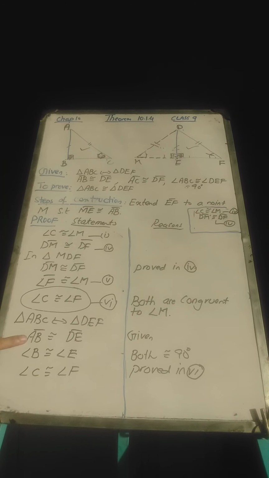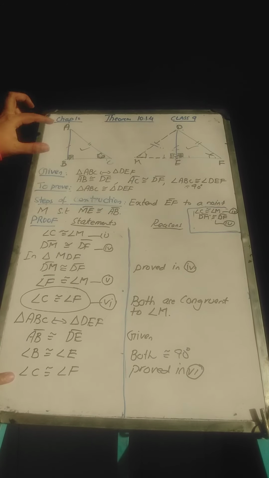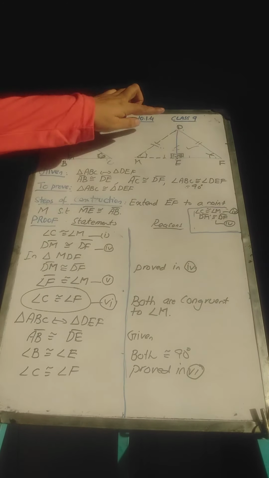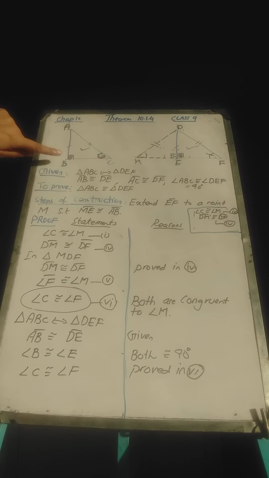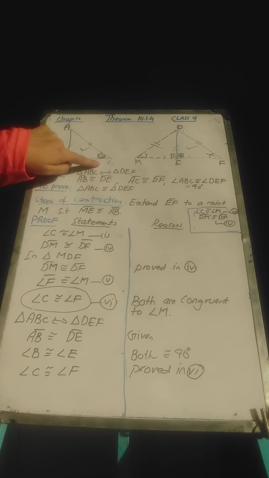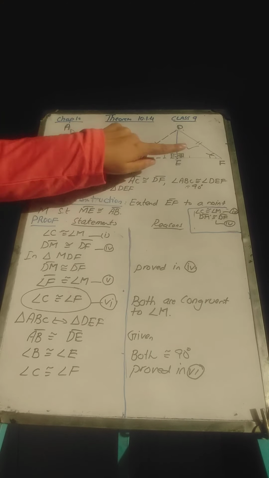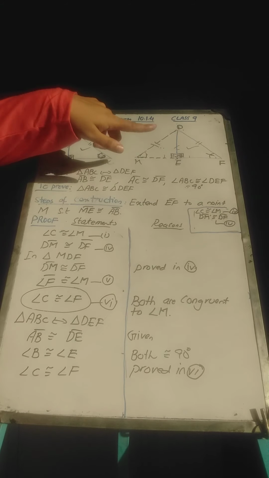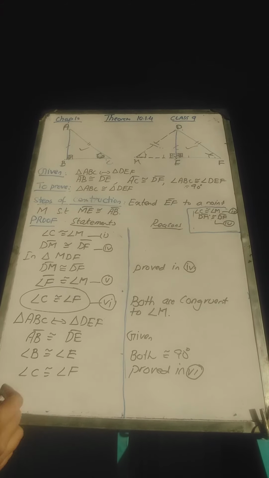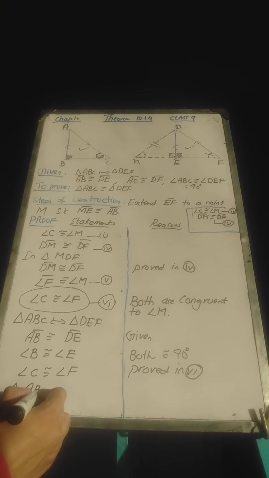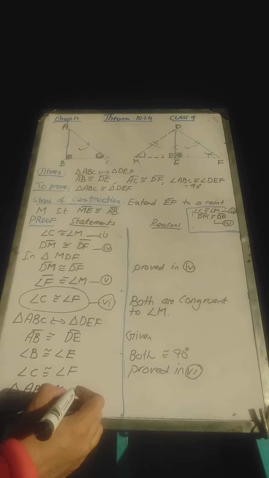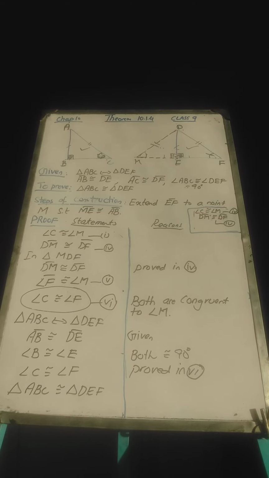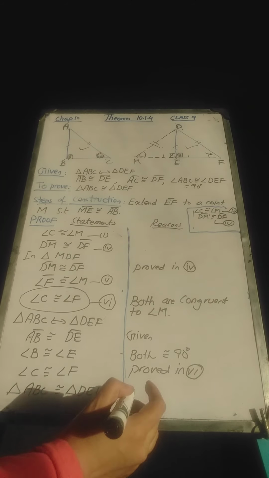So we have the SAA postulate: one side and two angles, where the side is not included between these two angles. Angle B is congruent to angle E, angle C is congruent to angle F, and this is the non-included side AB, which is equal to the non-included side DE. This is the statement of the SAA postulate. According to the SAA postulate, if two angles and the non-included side are congruent to the corresponding two angles and the non-included side of the other triangle, then the triangles are congruent.